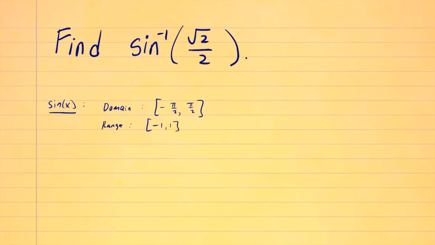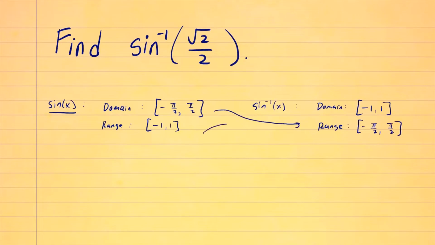That's for sine. That means for sine inverse or arc sine, the domain is going to be the range of sine, from negative 1 to 1. And the range of sine inverse will be from negative pi over 2 to pi over 2. So we swap: the range becomes the domain, and the domain becomes the range. Now that we are familiar with this, we can answer the question: what is sine inverse of square root of 2 over 2?